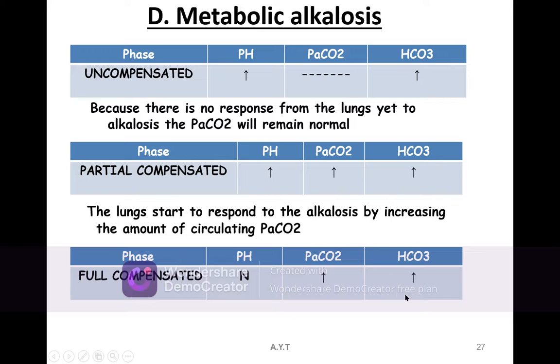The body will take time, or the cause of the higher bicarbonate levels should be detected. If you detect it and manage it, the PaCO2 automatically becomes normal. Normally it is about 30 to 45 millimeters of mercury in most cases.